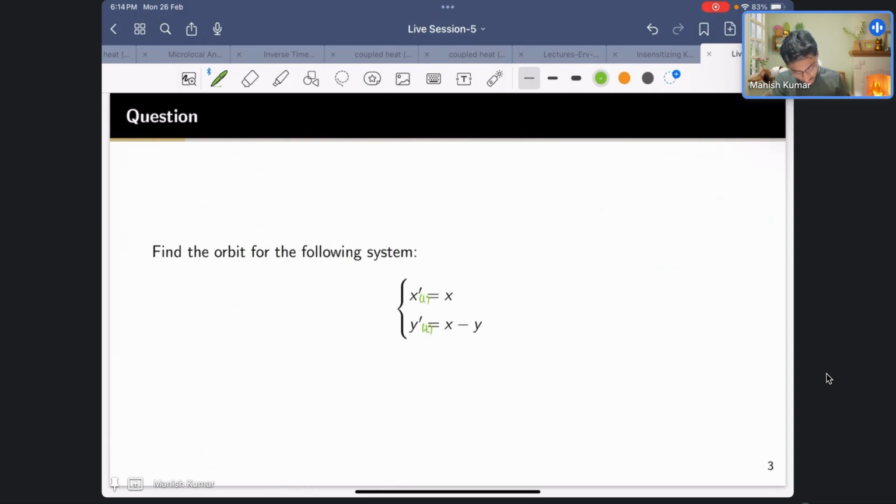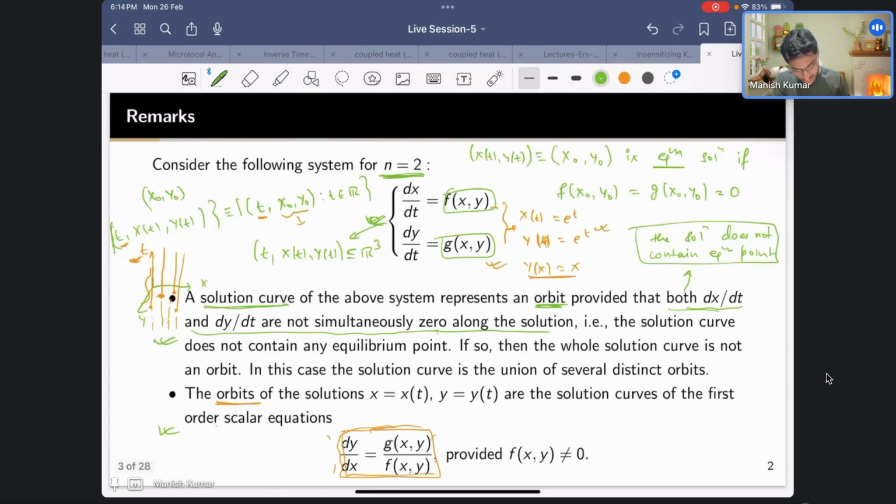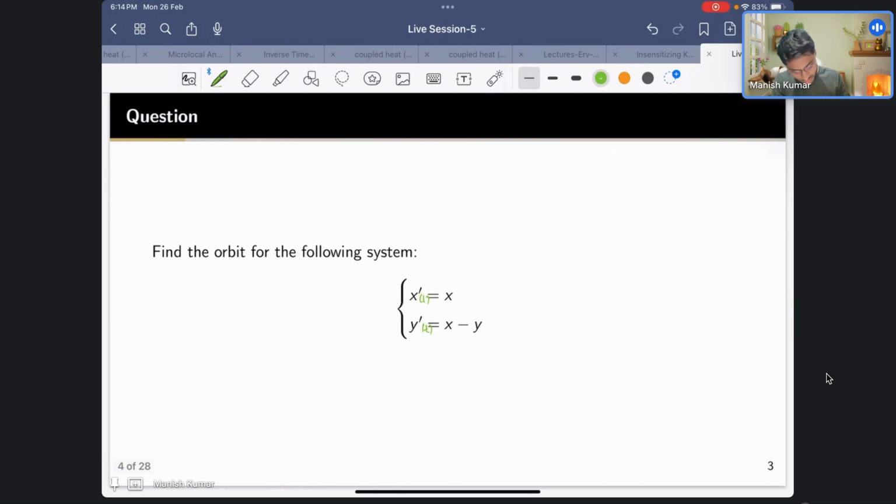Before going to solve this system, let us try to find the equilibrium points, right? Because we need to consider the equilibrium points separately. So let us first look at the equilibrium points.